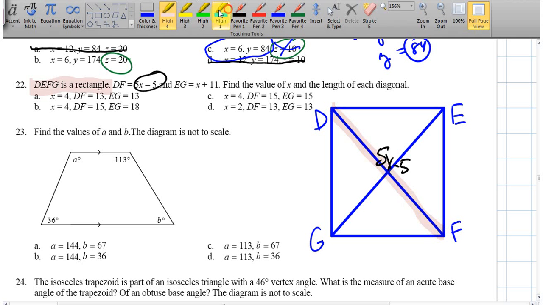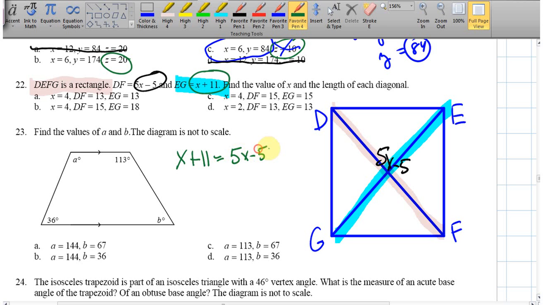And what else do we know? We know EG is this entire diagonal. And what do we know? That's x plus 11. So one of the properties of being a rectangle is the diagonals are congruent. So I'm going to set them equal to one another because I'm trying to find the value of x. So it looks like 4x is going to be 16. It looks like x is 4.